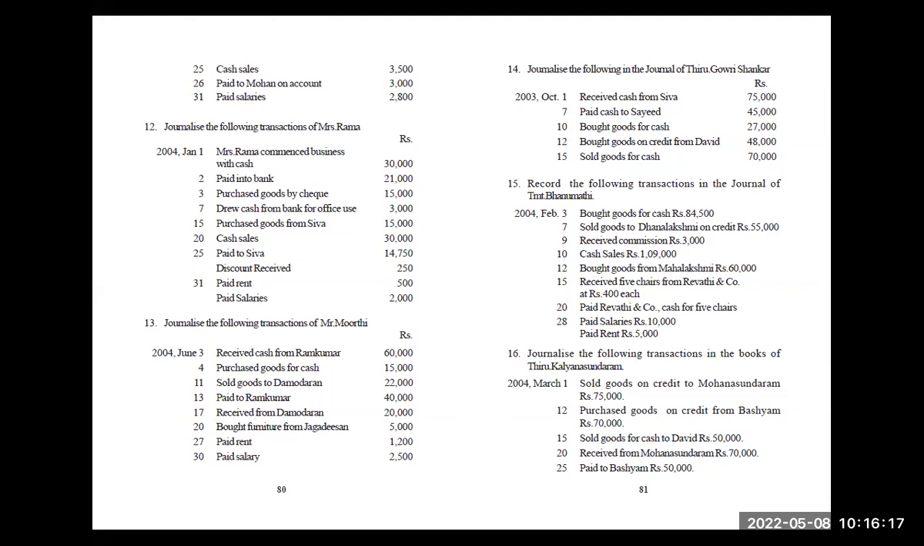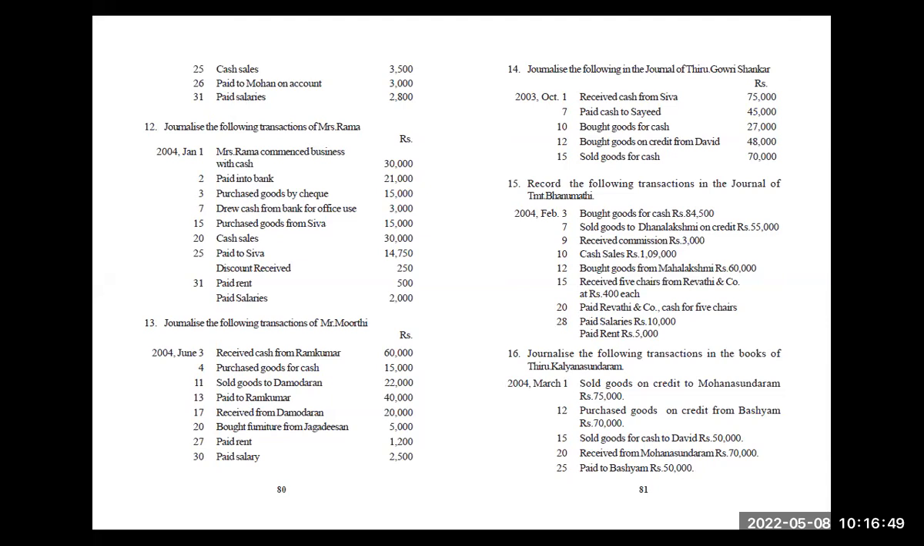9th February. Commission account to cash account. Why? Sorry, cash account to commission account. Cash account debited to commission. If it is commission to cash, that means you are paying commission. Paid commission is commission to cash. If it is received commission, cash to commission. Cash to commission 3,000, being commission received in cash.